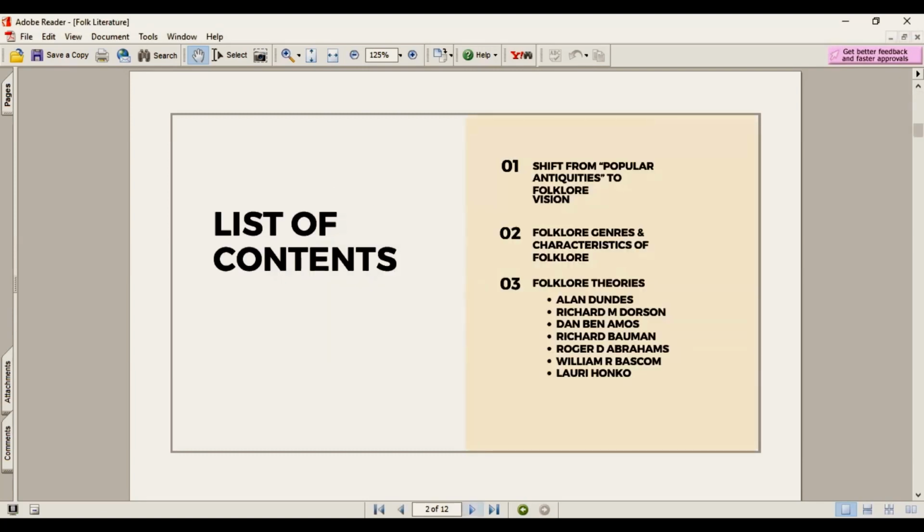So, in this particular episode, we would be doing these three topics. One is the shift from popular antiquities to folklore vision. The second is folklore genres and characteristics of folklore. And the third part would be certain folklore theories given by the scholars. So, the names are given here.